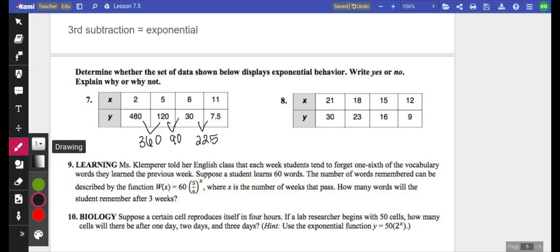So the first time we did the subtraction, they're not the same. So this does not show linear data. So we do it again. 360 minus 90 is 270. And 90 minus 22.5 is 67.5. And those are not the same, so it's not quadratic. So then we know that this one shows exponential behavior.